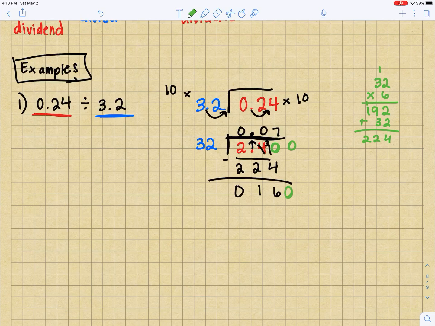and we need to see how many times 32 goes into 160. I know 32 times 6 is 192. So let's try 32 times 5. Let's see what that is. 5 times 2 is 10. 5 times 3 is 15, plus 1 is 16. That's exactly what I needed. Perfect. So 32 goes into 160 5 times.